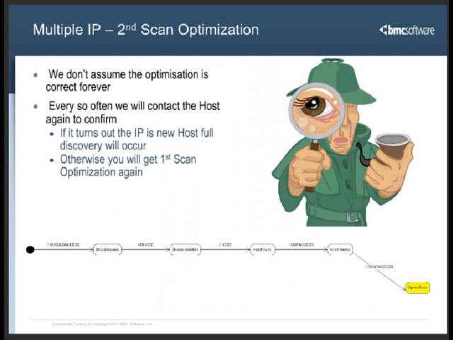But Discovery will not continue to make optimization assumptions forever. By default, Discovery will contact the host on the other endpoints about every 7 days to confirm.